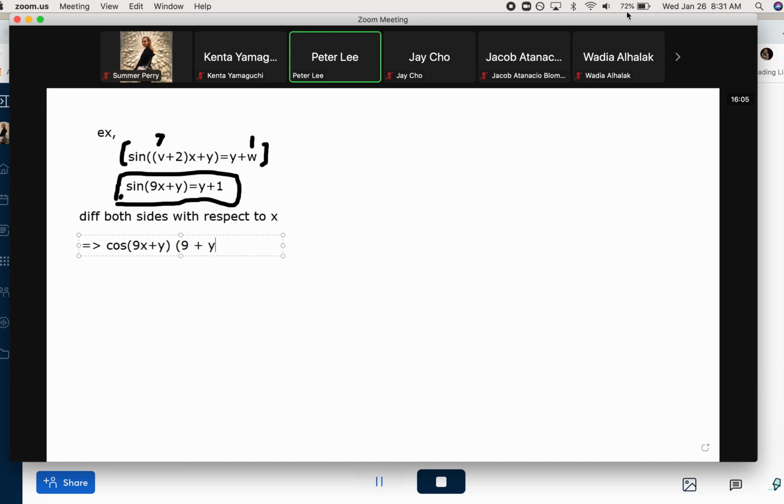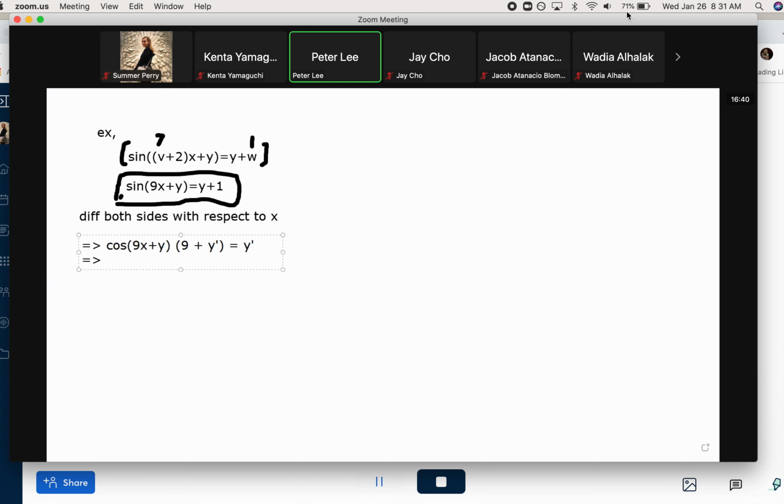How about if I just put y prime? I don't use prime notation here, but I'm trying to make things a little bit simpler. So applying the chain rule, we get 9 plus y prime, and that y prime will be dy/dx if you write it in Leibniz notation. I'm just going to write it as y prime, and the derivative of 1 is 0, so we get this.